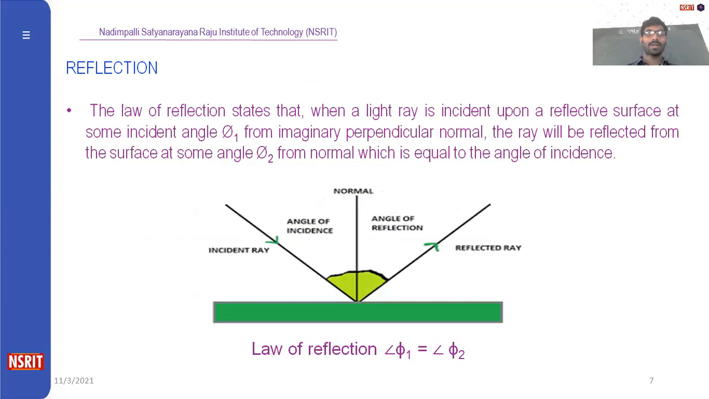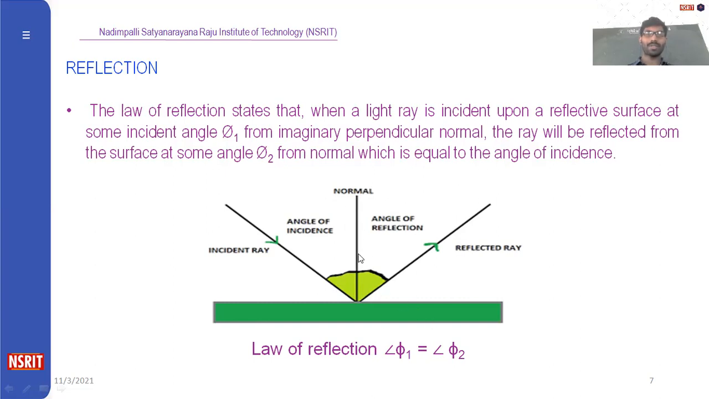Coming to the next topic, reflection. The law of reflection states that when a light ray is incident upon a reflective surface at some incident angle, say phi 1, from the imaginary perpendicular normal, the ray will be reflected from the surface at some angle, say phi 2, from the normal, which is equal to the angle of incidence. Let us see that: this is the normal to this surface, and this is imaginary.